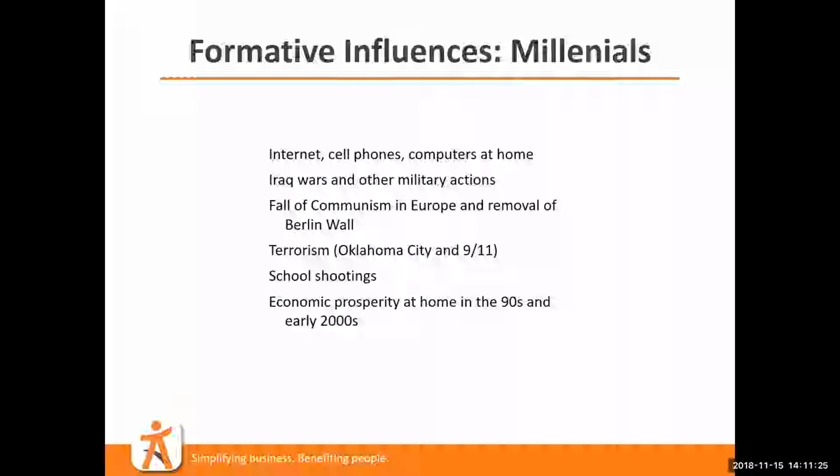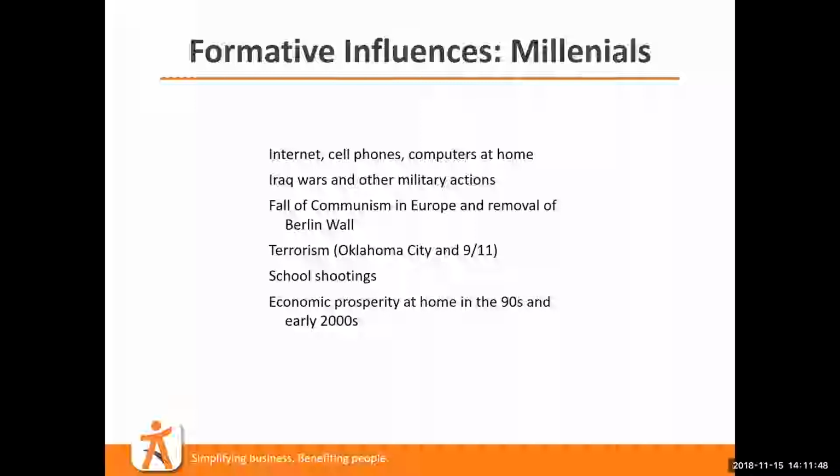Millennials were also influenced by the dramatic fall of communism in Europe and watched as young Germans tore down the Berlin Wall. They also watched horrific scenes of terrorism on TV. You had the Oklahoma City bombing first, and then who could forget 9/11? And they saw the video of the first school shootings by members of their own generation.